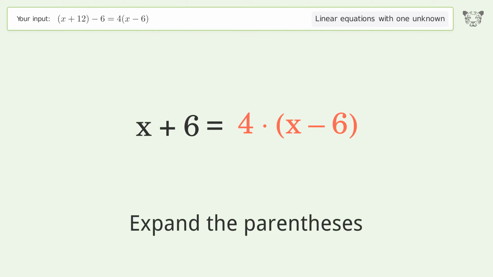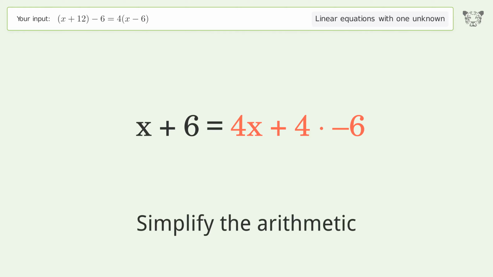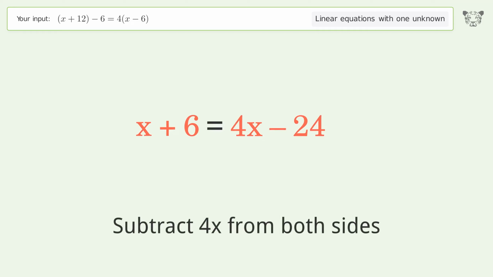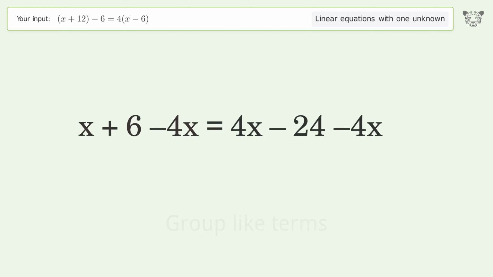Expand the parentheses. Simplify the arithmetic. Group all x terms on the left side of the equation. Subtract 4x from both sides. Group like terms.